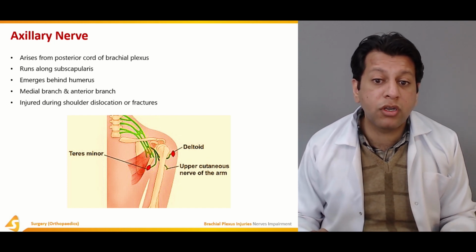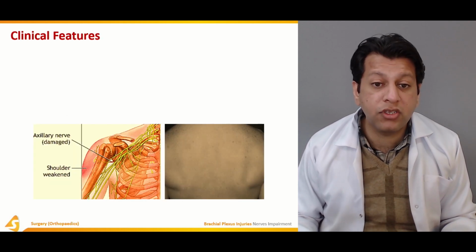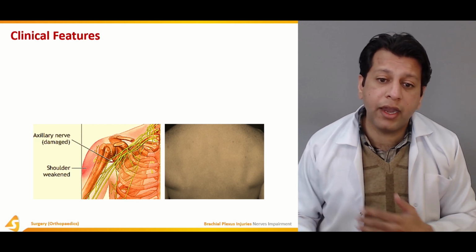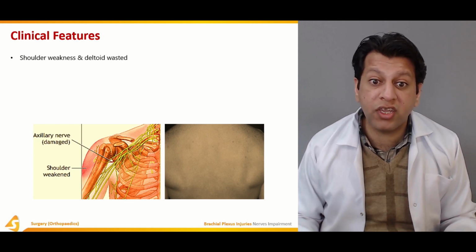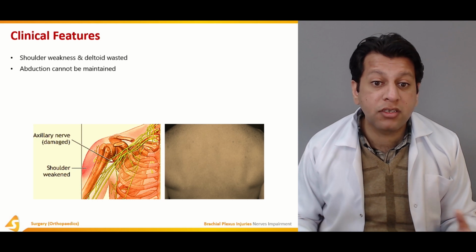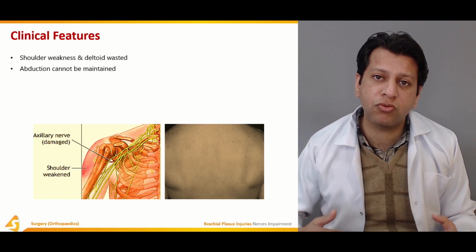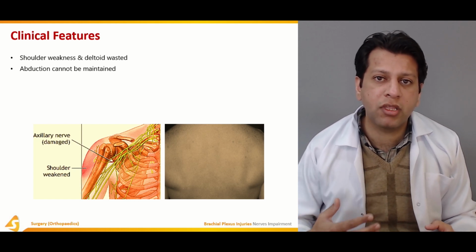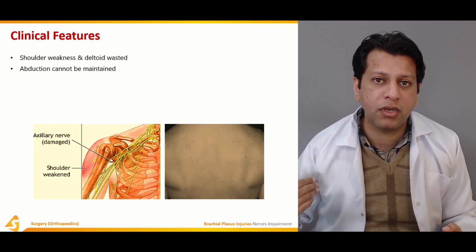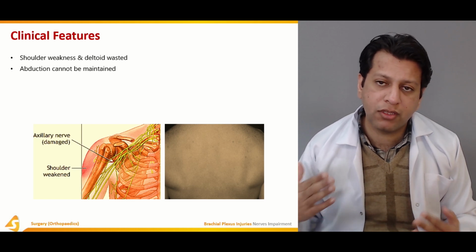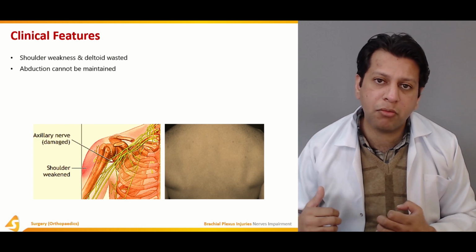This may be injured during shoulder dislocation, especially during anterior dislocation of the shoulder. Clinical features usually result in paralysis of the deltoid. As the deltoid is the main muscle bulk which forms the shoulder contour, this results in shoulder weakness and the deltoid gets wasted. Abduction cannot be maintained because supraspinatus starts the abduction till 20 degrees, and from 20 degrees onward it's taken up by the deltoid all the way to 120 degrees. If the deltoid is wasted, this cannot be achieved. Therefore, the abduction can be started but cannot be maintained.